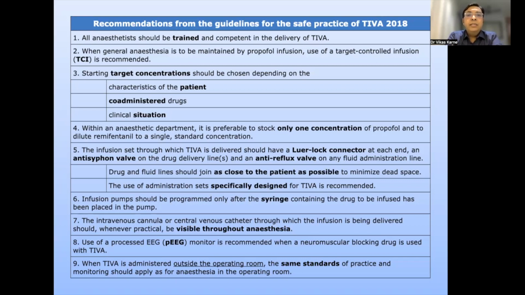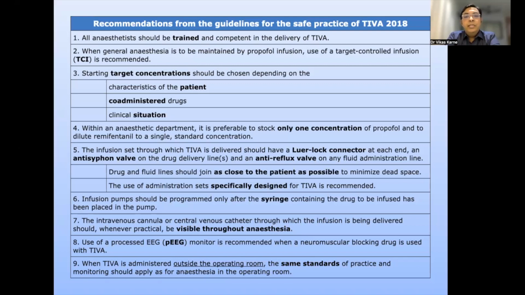The infusion set through which TIVA is delivered should have a Luer lock connector, which we have seen, with an anti-siphon valve and anti-reflux valve. Drug and fluid lines should be joined as close to the patient as possible, and the use of an administration set specifically designed for TIVA is recommended. The infusion pump should be programmed only after the syringe containing the drug to be infused has been placed in the pump. The intravenous cannula or central venous catheter through which the infusion is being delivered should be visible throughout anesthesia.